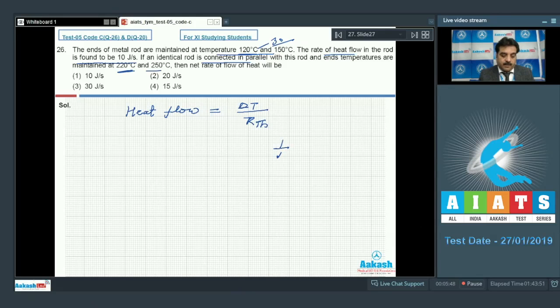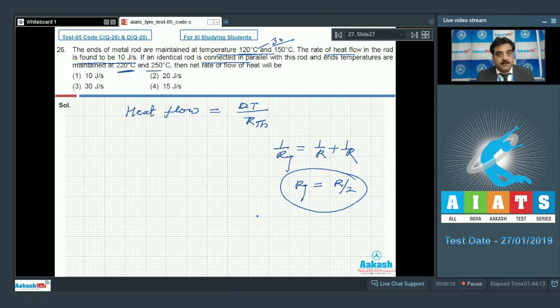So if I go for the equivalent resistance, you will write 1 upon R plus 1 upon R. So the equivalent resistance becomes R by 2, meaning half. There will be only one change, and that will be the resistance becoming half. So if resistance is half, what change will come in heat flow? It will just double. So without any calculation you can solve.